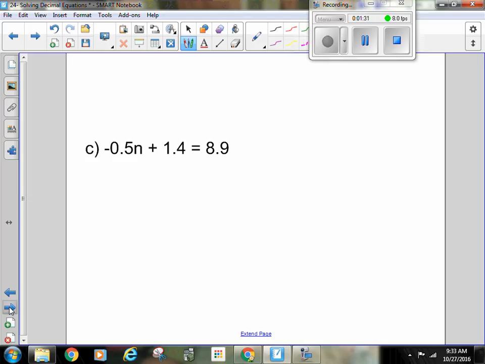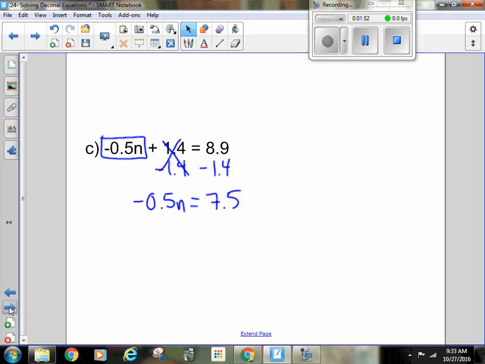All right, so this one, again, same type as the last one. It has a negative with it. So we're going to subtract 1.4 from each side. 8.9 minus 1.4, we end up with 7.5. Canceled there. So negative 0.5n. We're going to take each side and divide by that negative 0.5.